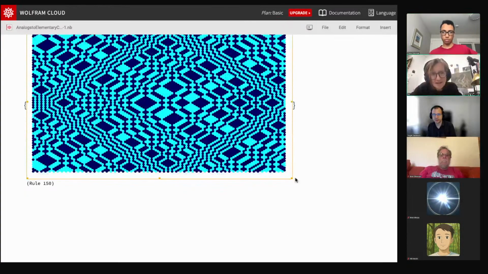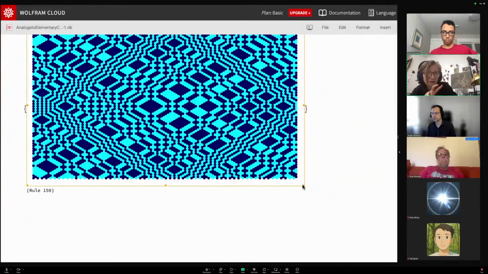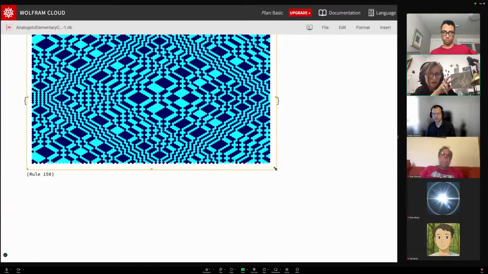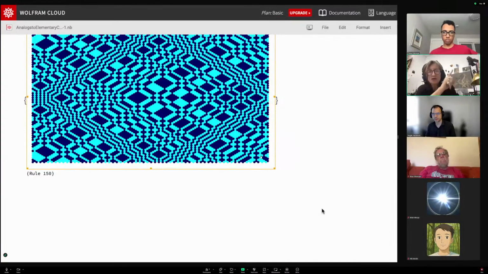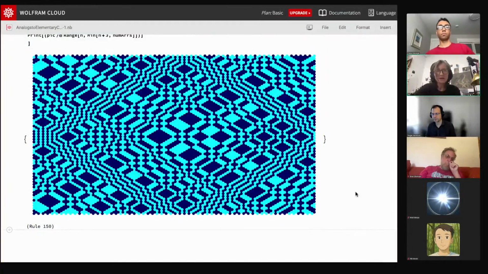So let's see. 150 is basically like 105, like I explained, but when the two side cells are the same, you use the same as the middle, and when the two side cells are different, you use the opposite of the middle. Uh-oh. Oh, I think I crashed my notebook.